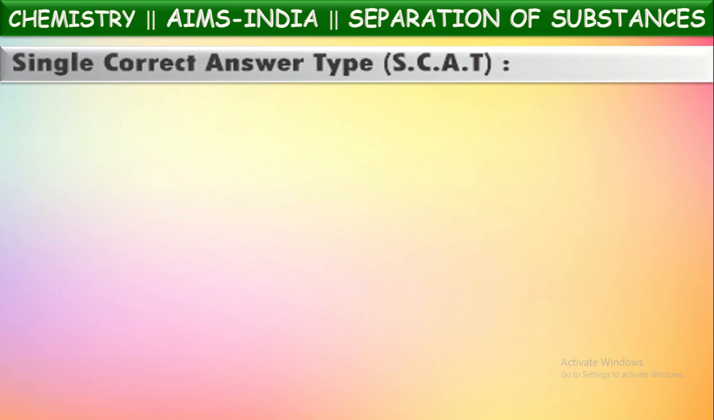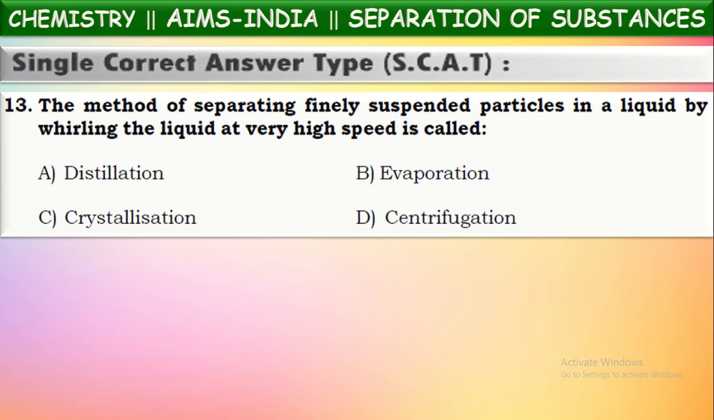Next, now let us see the single correct answer type questions. See the first one. The method of separating finely suspended particles in a liquid by whirling the liquid at very high speed is called... Yes, in some suspensions, very finely small particles of solid can be separated by whirling the liquid mixture at high speed. When it is whirled at a high speed, the solid suspended particles will settle at the bottom of the container. This process is called centrifugation.